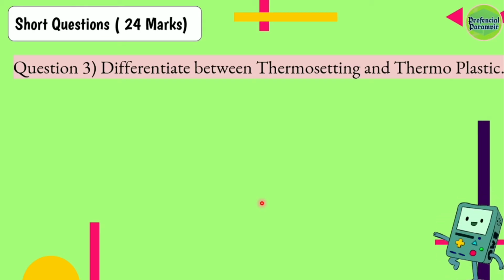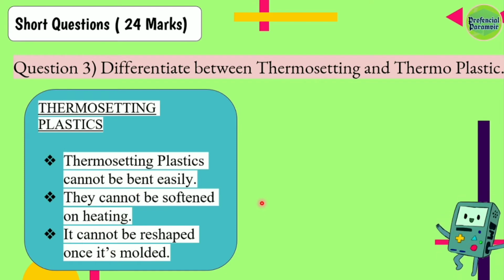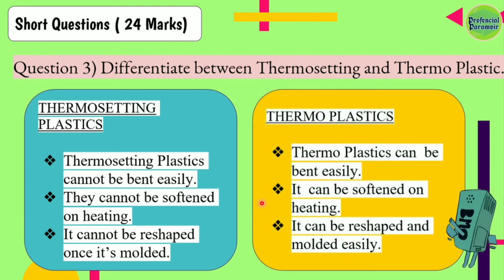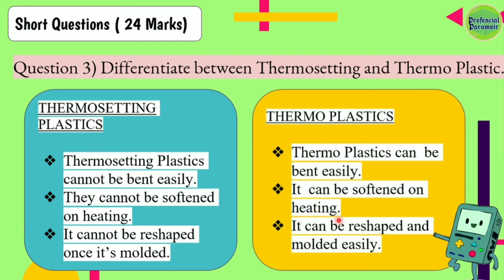Question number 3. Differentiate between thermosetting plastic and thermoplastic. Thermosetting plastics cannot be bent easily. They cannot be softened on heating. They cannot be reshaped. And thermoplastics can be bent easily and they can be softened easily on heating. They can be reshaped and molded easily.